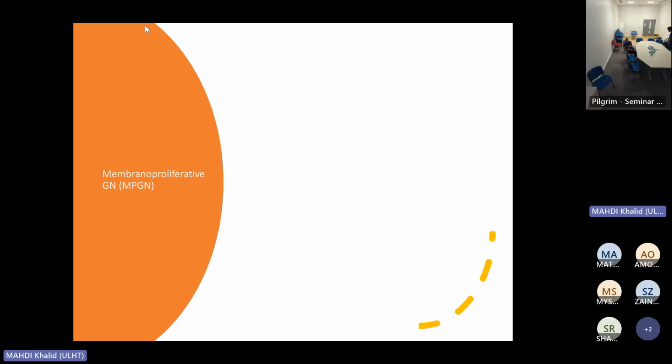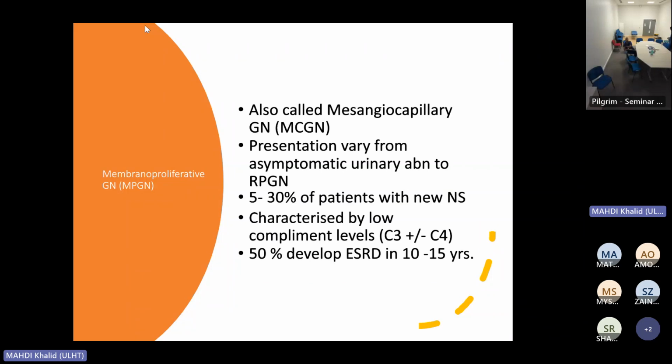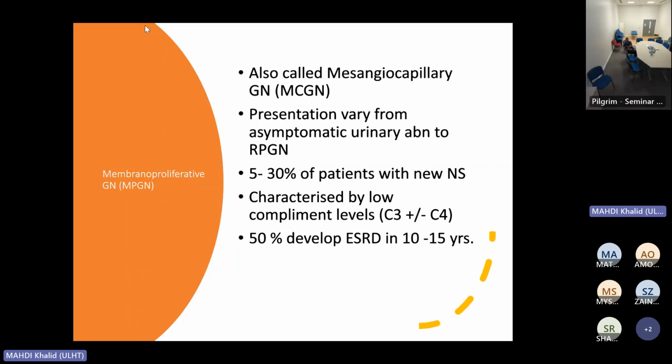So I've also put on this slide MPGN, a condition that we don't see very often. Thankfully, we don't see it very often, because for the primary form of it, we don't really have a lot of evidence of what to do with it. We can try some steroids, we can try some MMF, and it has a good prognosis in general. But as I said, it's not common.